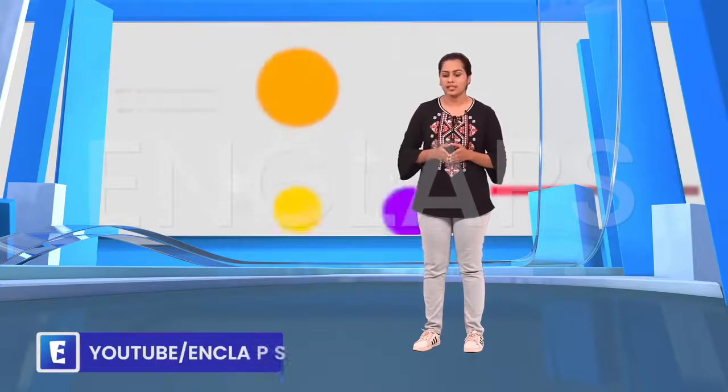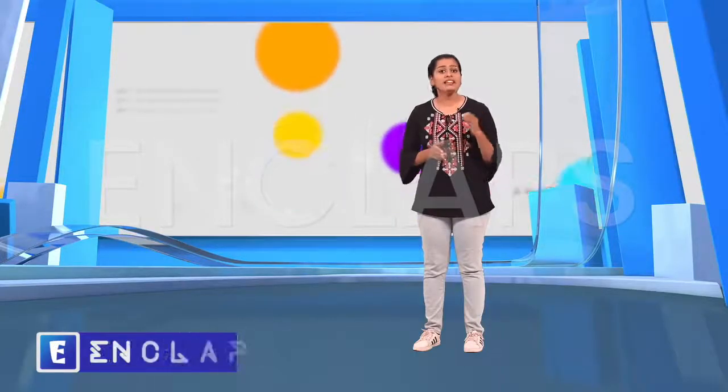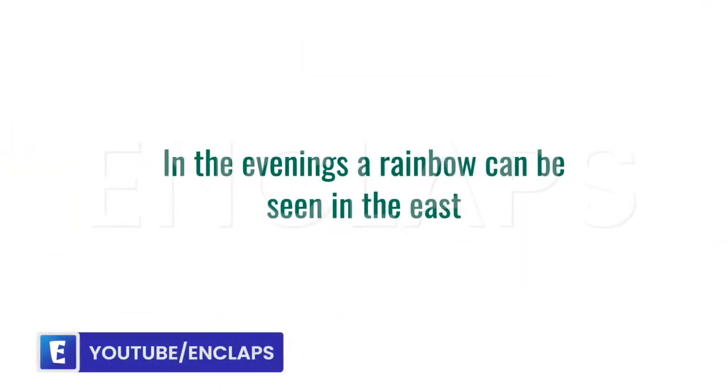You may have observed that the rainbow always appears on the opposite side of the sun. If a rainbow is seen in the west, the sun will be on the east. That is, in the mornings, rainbow can be seen in the west. If a rainbow is seen in the east, the sun will be on the west. That is, in the evenings, a rainbow can be seen in the east.